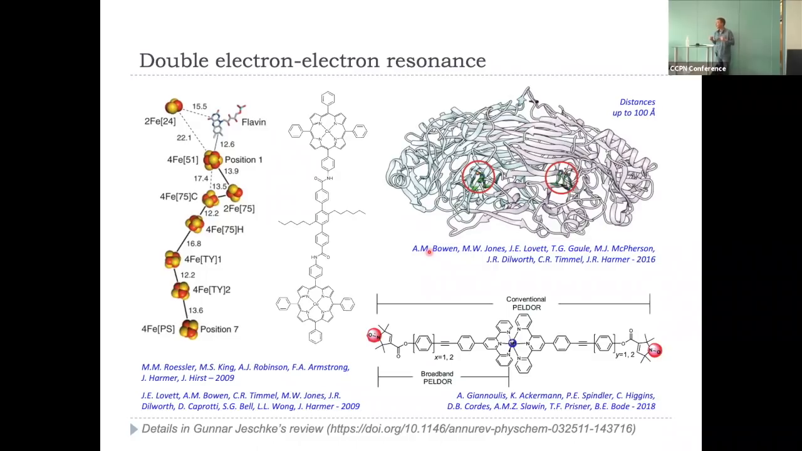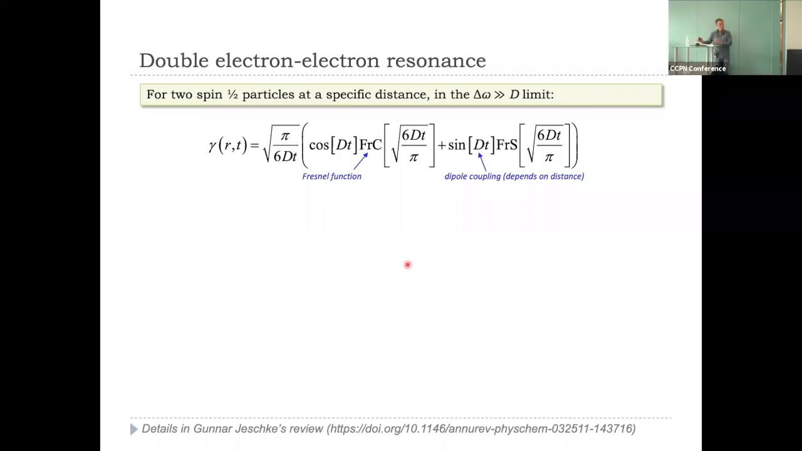And so here I come to the problem that is very significant in this area, that is how to process DEER data. Now, if you solve the quantum mechanics for a pair of electrons at a specific distance, you get this horrendous equation. And it's a cosine and a sine and a few more oscillatory things. These are called Fresnel functions. They're slightly decaying oscillations. But what is important is that this is the shape of the dipolar modulation for two point electrons at a rigidly fixed distance.